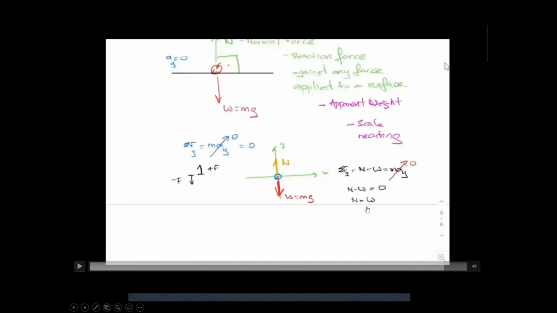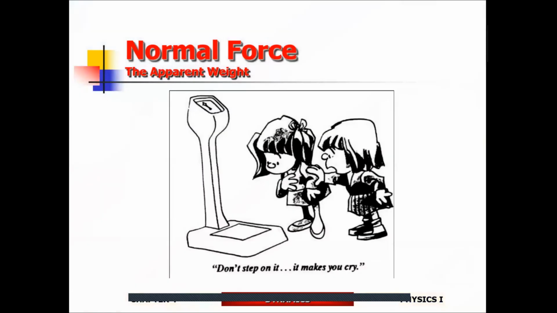N is a reaction force to W. So that's the reason why this is known as apparent weight. Normal force is also known as the apparent weight if it's a reaction force to the weight applied to a surface. All right, that's it. So the apparent weight is your normal force reading from a scale. Why is it called the apparent weight? It's called the apparent weight because that happens to be the way your weight appears according to the scale.